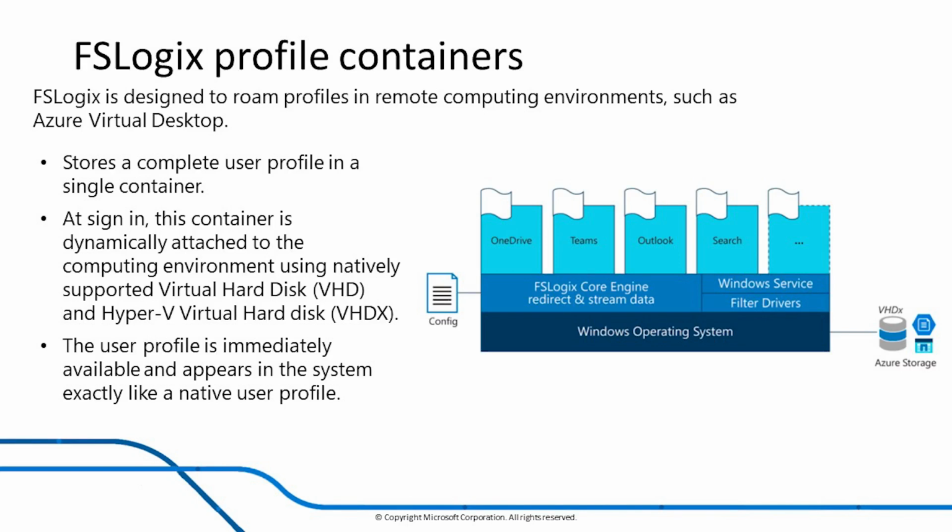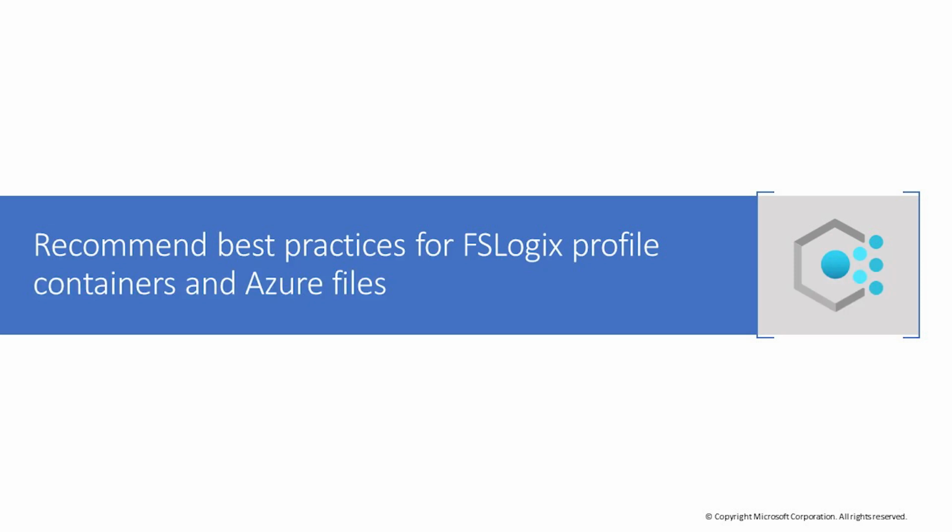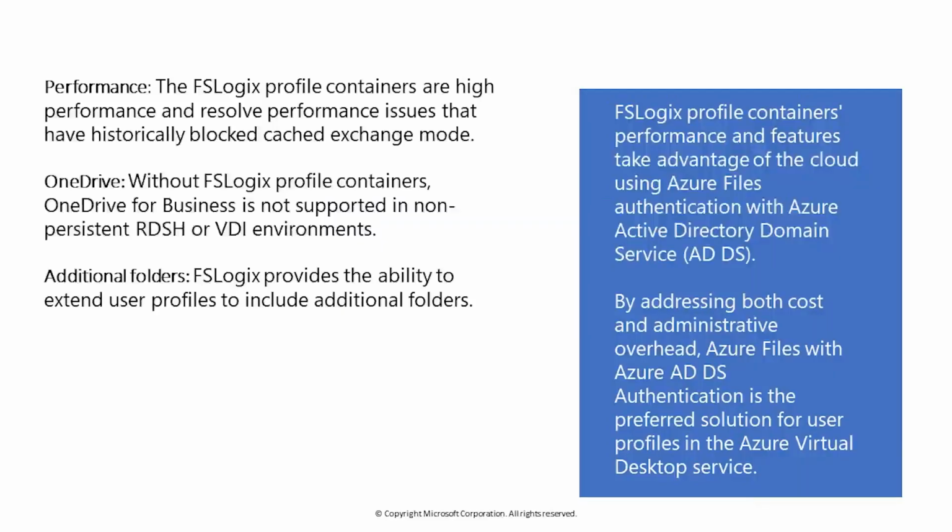And from the best practices, Microsoft also recommends that from the performance side, it should be low latency, OneDrive, additional folders. So why performance? Basically, the FSLogix profile containers are high performance. All right. So integrating with Azure Files is also one of the key solutions. You can use Azure Files integration with the Azure AD Domain Services, right?